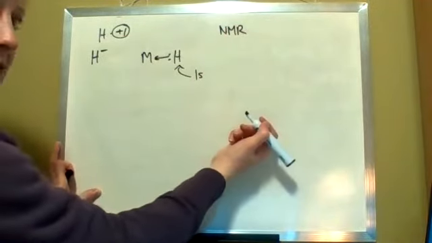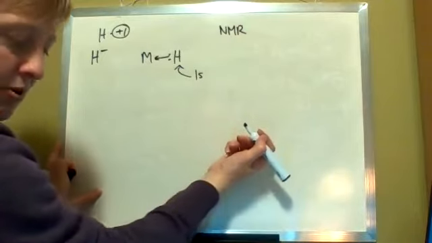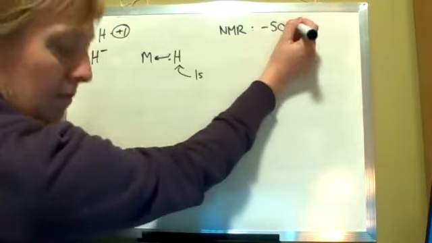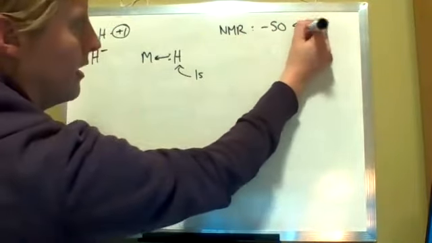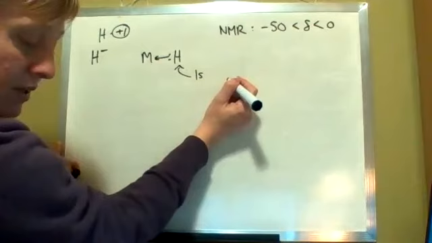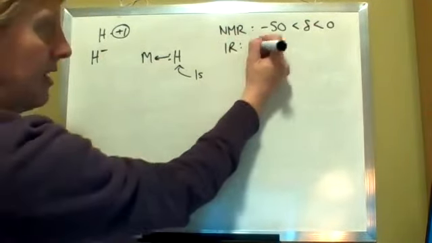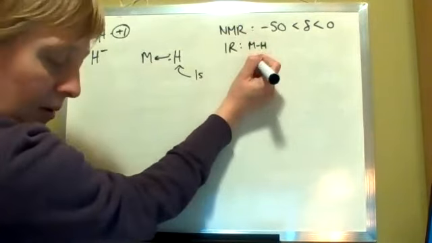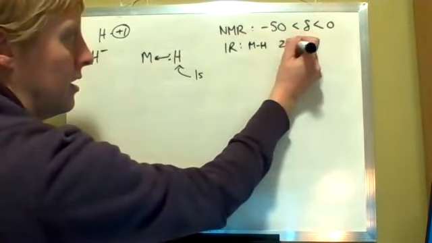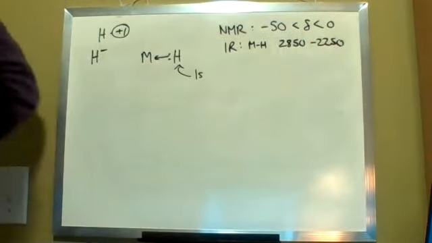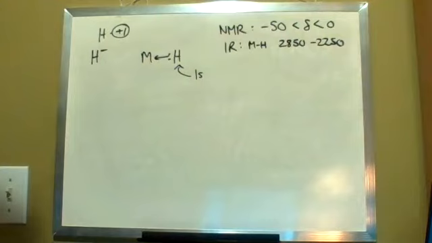in NMR? Not our typical organic range between, say, 0 and 12. We're looking at values -50 to 0, which is pretty crazy. In the IR, it's pretty characteristic. You're looking at that M-H stretching about 2850 to 2250. So not much shows up in that range except for, say, CO2 in the atmosphere and a few other things, but not that much else in there.